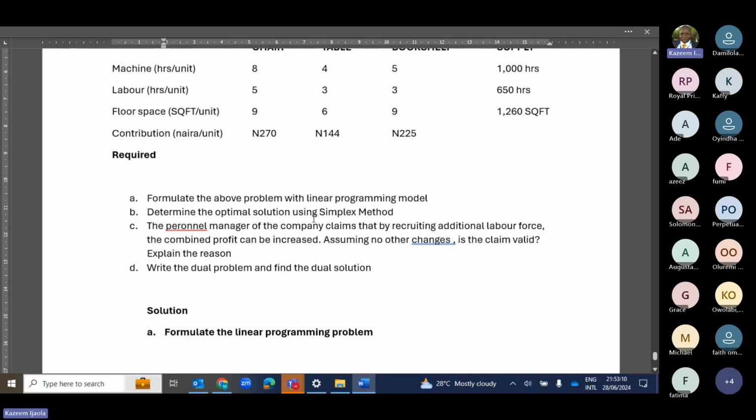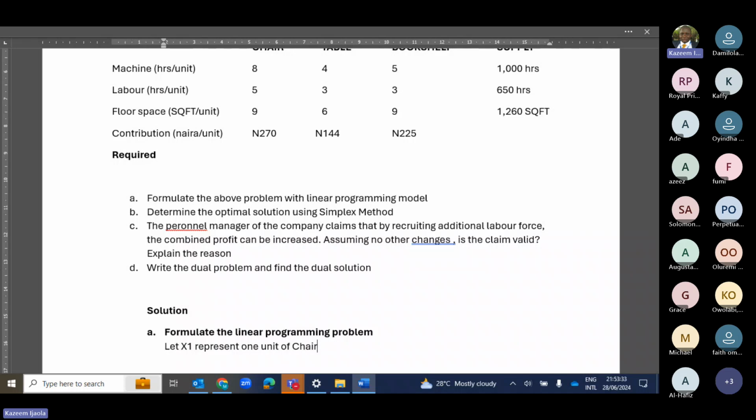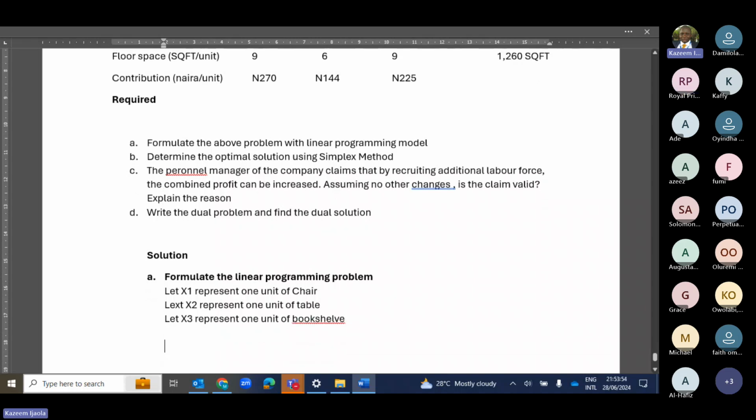So the first thing you do is say, let x1 represent one unit of chair. The way Dr. Abbas arranges it, that's how you should arrange it too. Chairs will come first, table will come second, and bookshelf will come third. So x1 is one unit of chair. Then let x2 represent 1 unit of table. Then let x3 represent 1 unit of shelf.